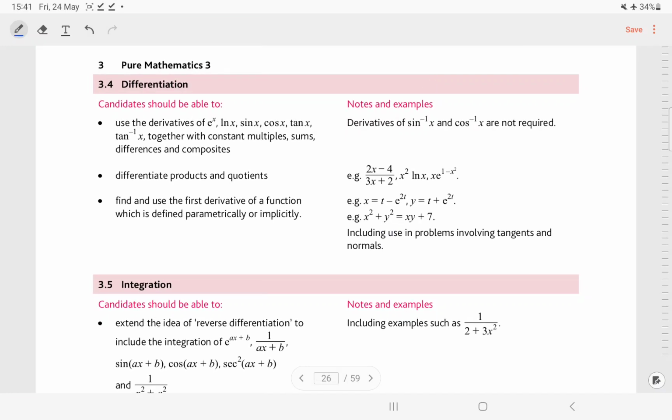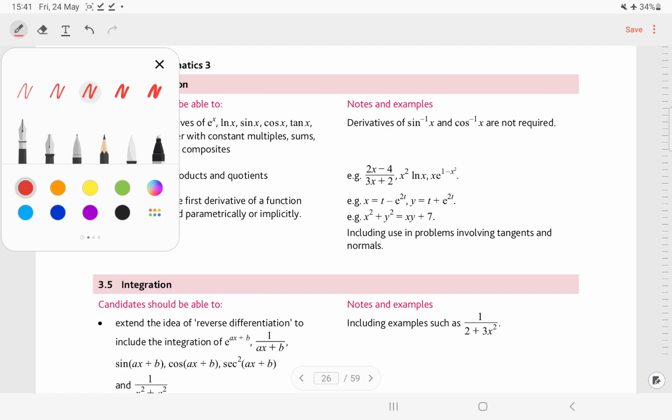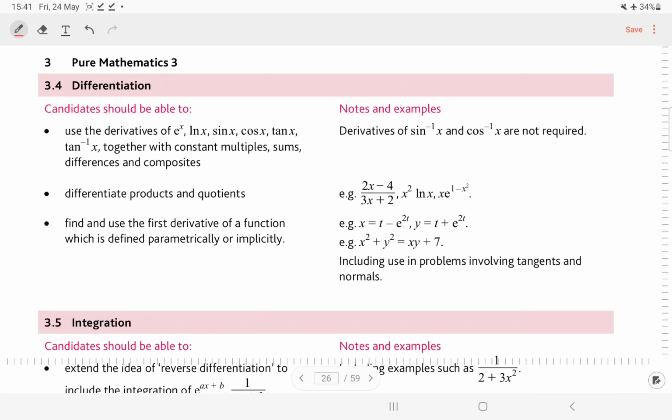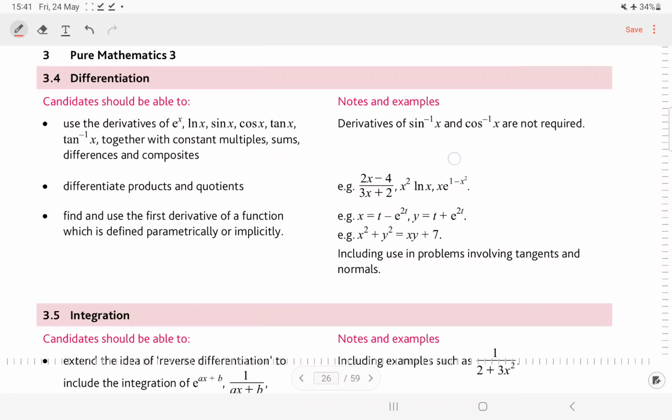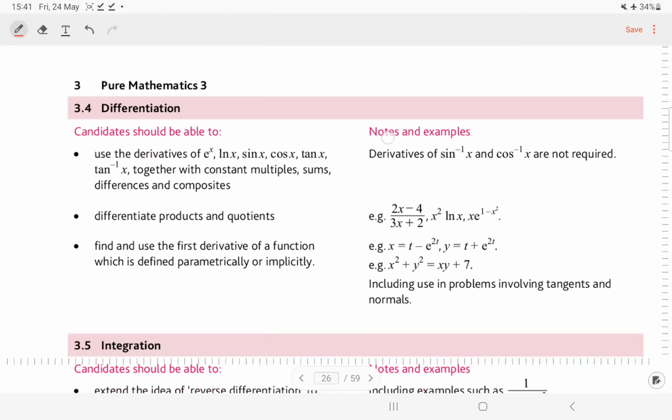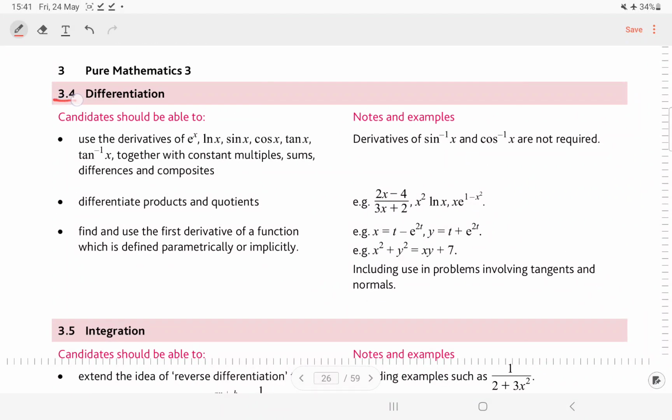I want us to count together the number of things that you have to know in this topic, and we have to find 6 things. So let's go through the 6 things. Remember, it's chapter 4 out of 9 in paper 3, so that's why it's called 3-4. Paper 3, chapter 4. Now, here's the first thing. It says, use the derivatives of e to the x, ln x, sine x, cos x, tan x, and tan inverse of x, together with constant multiples, sums, differences, and so on.